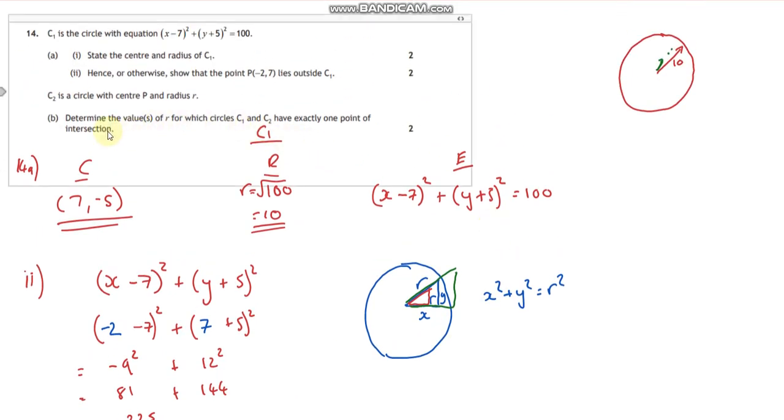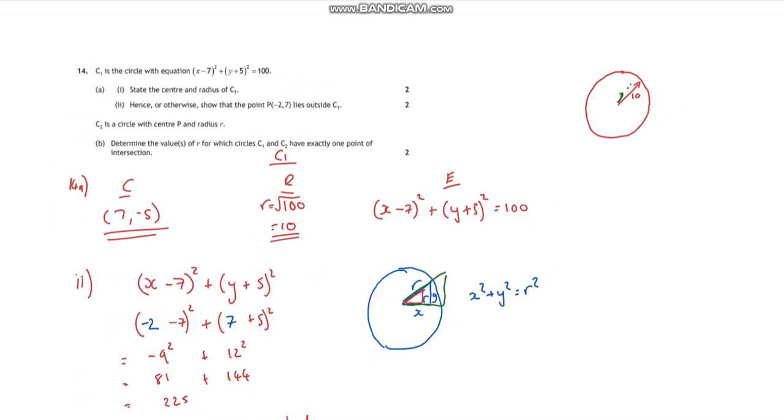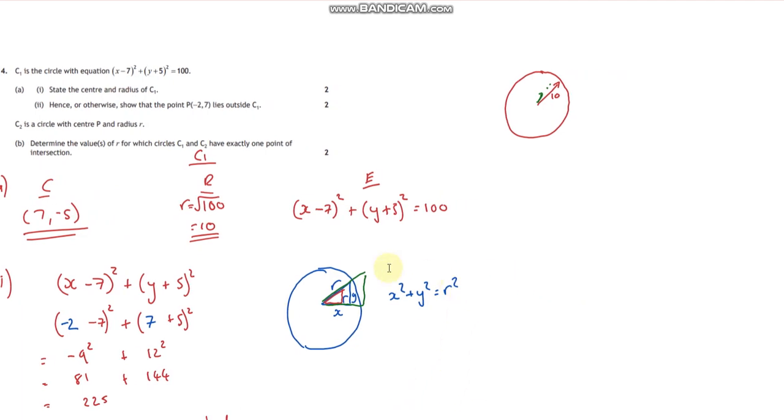And the next bit, C2 is a circle with a centre P, with that centre and radius r. Determine the values of r for which these have 1 point of intersection. This is the kind of question that I would definitely leave till the end because they're a wee bit trickier than some of the other questions. So let's do a little sketch for this one. You definitely want to do a sketch for the circle.